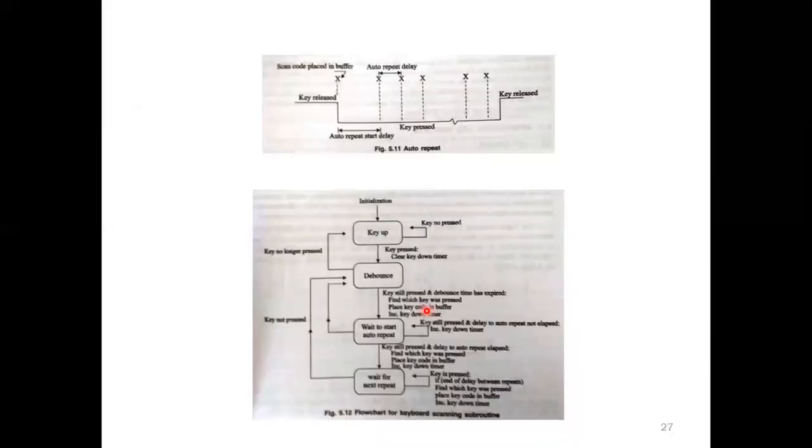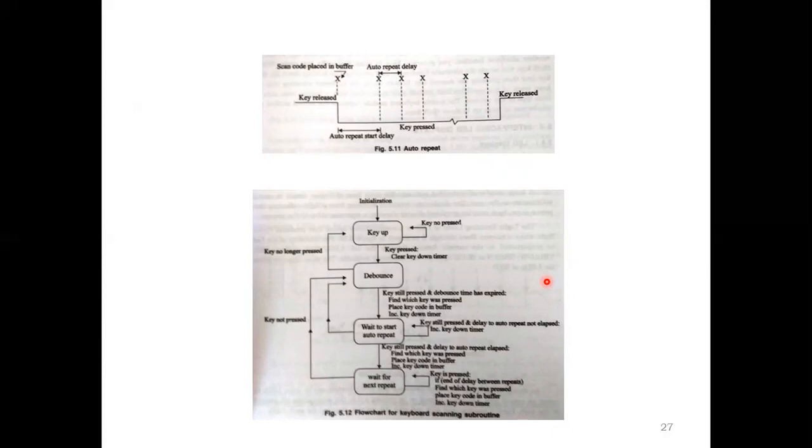This is the concept of keyboard identification. So this is a key chart. Initialization, key up, key press. Clear the key down timer. Then debounce: the key is pressed and the debounce time has expired. Find which key was pressed. Place the key code in the buffer. Increment the key down timer. Then wait to start auto repeat.